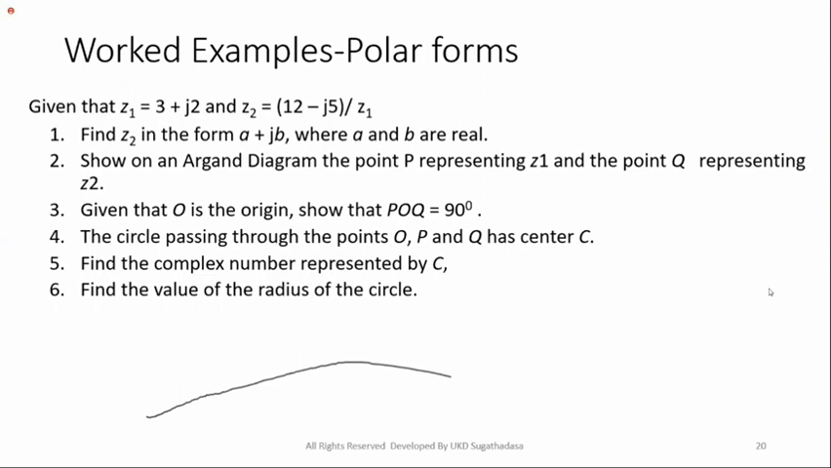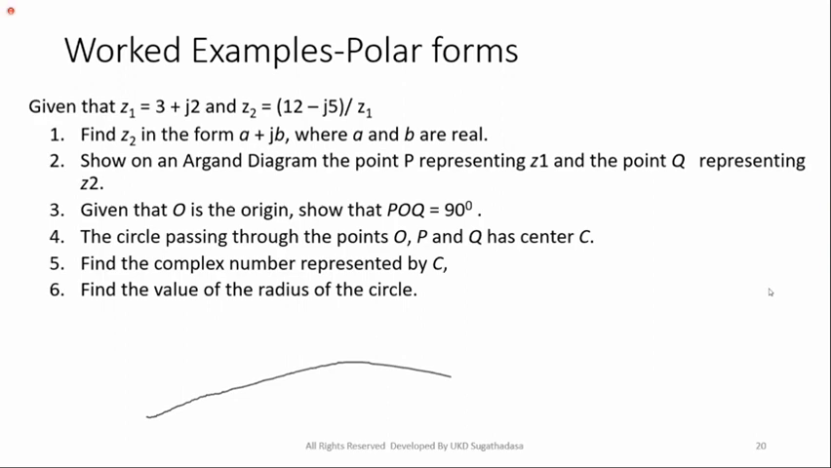First you have to do that one. Now if you have some paper, you can do it initially, right? Find Z2 in the form a plus jb. That's the first part, and you can do it now, because we have done so many examples in the first session on division of complex numbers. Z2 is 12 minus j5 divided by 3 plus j2. Simplify and get the answer of Z2 yourself.